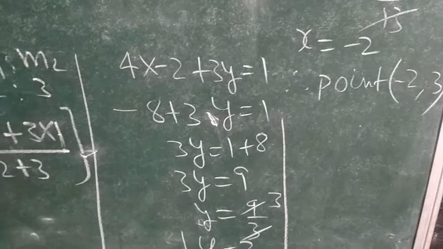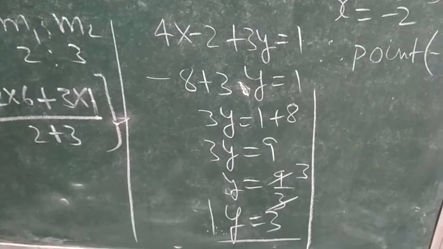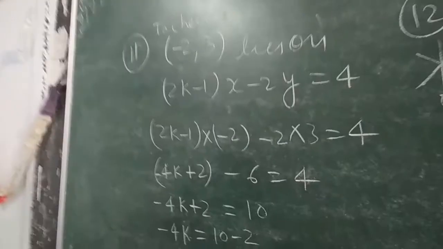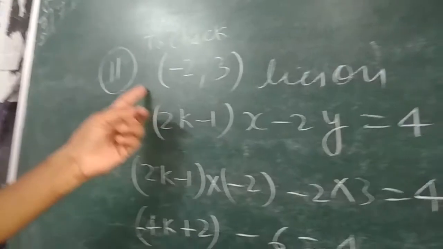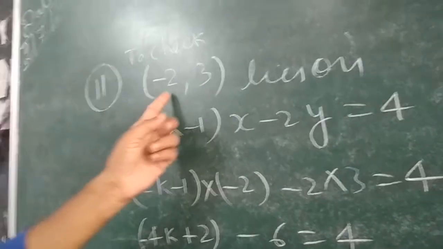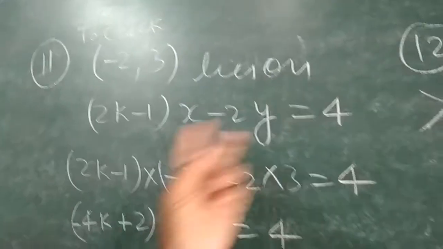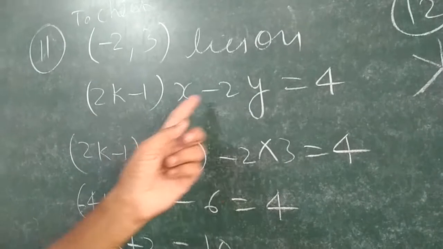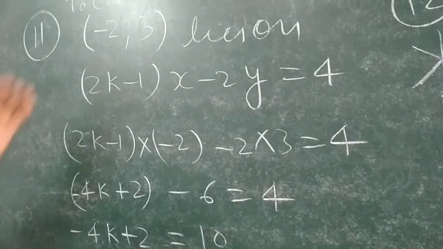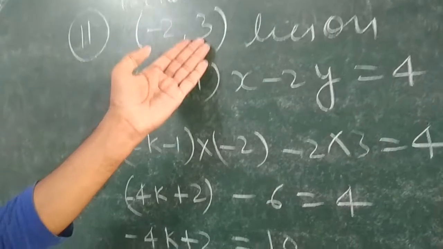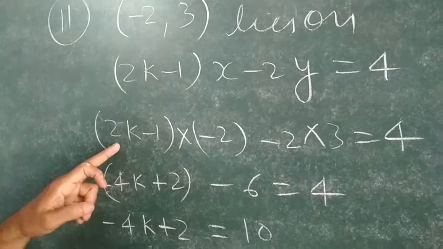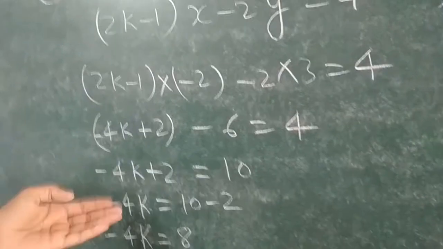Now we have to check whether this point satisfies the equation or not. This is part of question number 11: to check that (minus 2, 3) lies on the given line (2k minus 1)x minus 2y equal to 4. By putting the values x equal to minus 2, y equal to 3 in this equation, we get the value of k as minus 2. And the steps we followed are shown here.